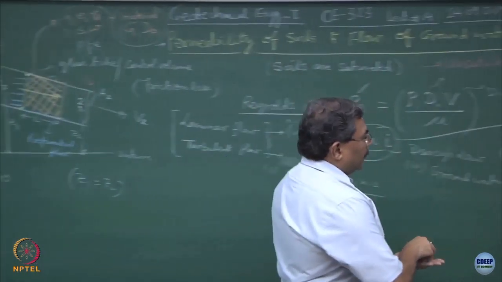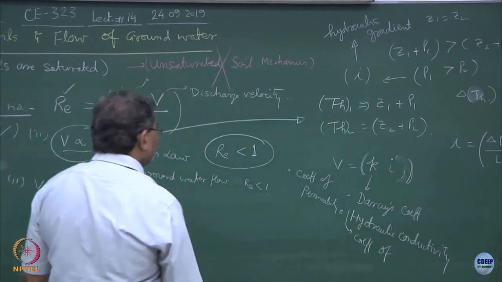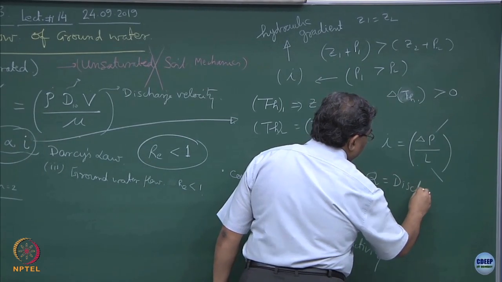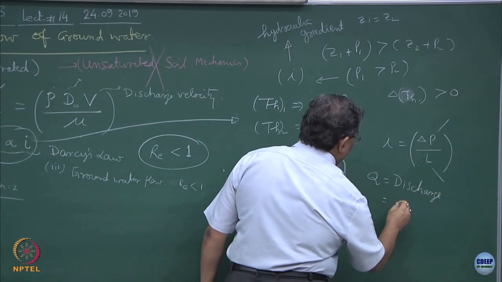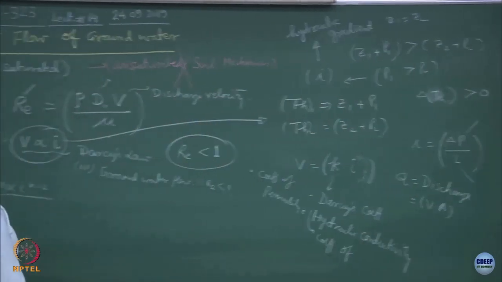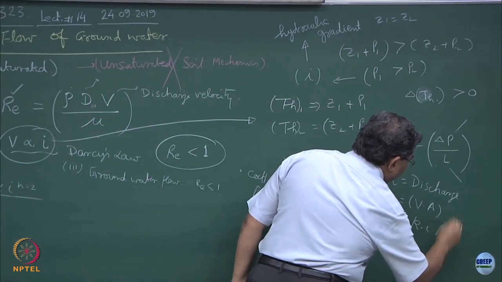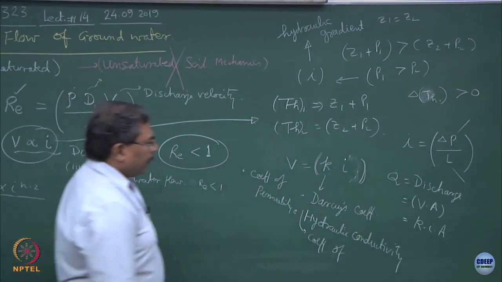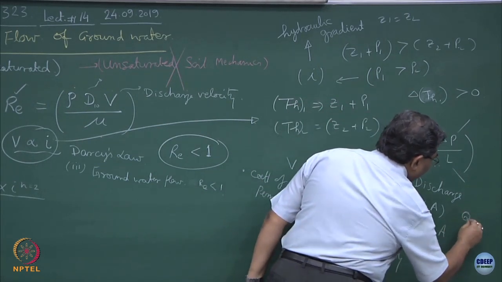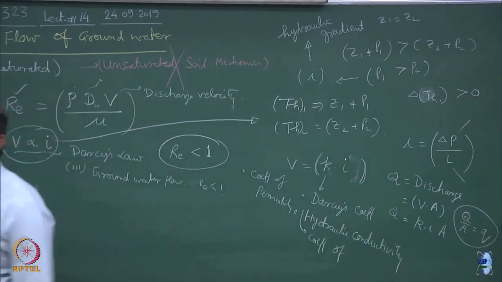So this term V, now we have agreed that I will be positive. I can write another expression that Q is the discharge, and this is equal to velocity into area, area of cross section. So, Q will be equal to K into I into A, alright. And for your quick reference, if I say Q upon A, what is Q upon A? A small q. So, small q is nothing but the flux.